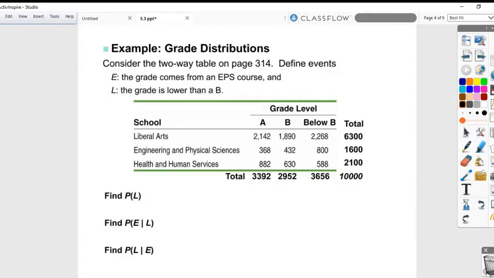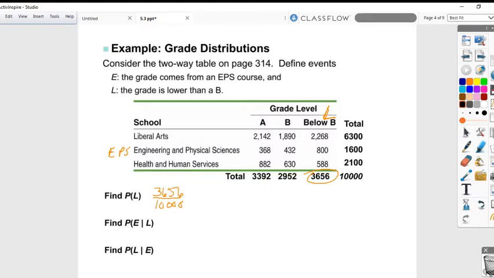All right, so let's look at a two-way table with this. Consider the two-way table. E is that it comes from an English and physical science course. That's this, EPS. And this is that the grade is lower than a B. So this is your L, the lower than a B. It says find the probability of lower. We total 10,000, and then we want to find the probability of lower. So it's just 3,656 over 10,000.